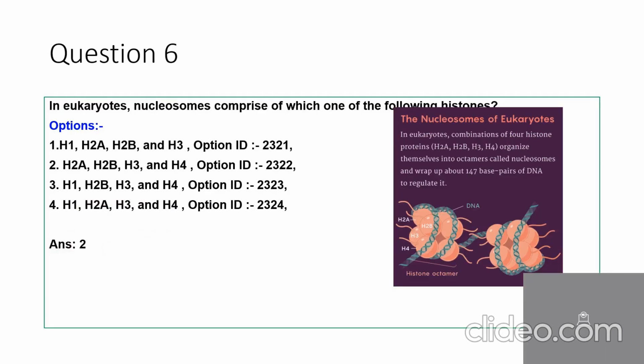The next question is, in eukaryotes, nucleosomes comprise which one of the following histones? As we all know, the histone is an octamer. It comprises 5 types of histones. H1 is located outside and 4 are paired, that is H2A, H2B, H3 and H4. So here the option is the second option.